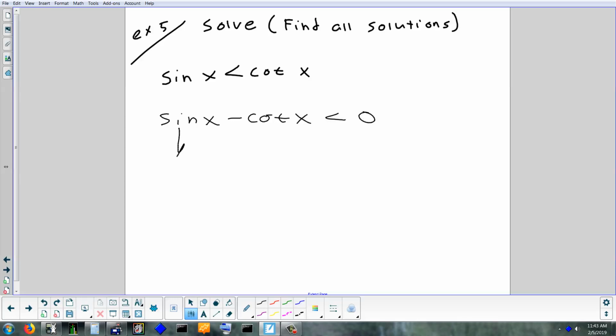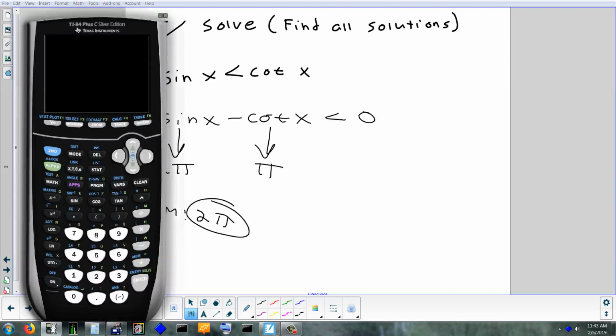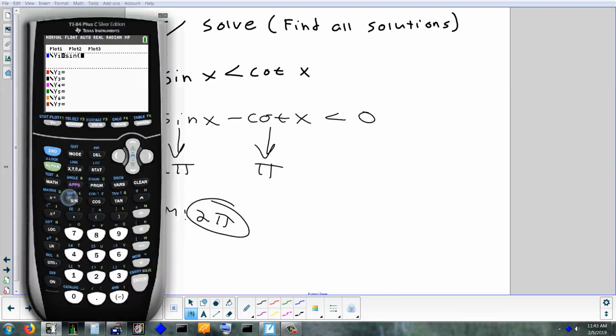Okay. Let's set our window. What's the period for sine? 2 pi. What's the period for cotangent? Pi. And we've done this enough at this point. There's your LCM. Okay, let's graph it. So I've got sine x. How do I type cotangent in? 1 divided by tangent. Yep. And my window is already 0 to 2 pi, so let's see what it looks like.